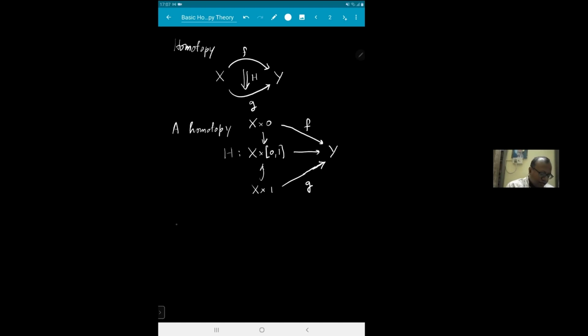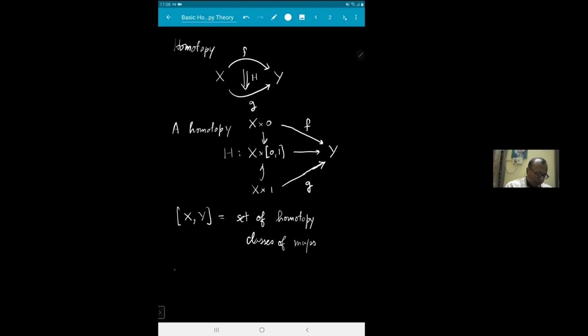And you realize that homotopy between maps is an equivalence relation. So you define this to be the set of homotopy classes of maps from X to Y.